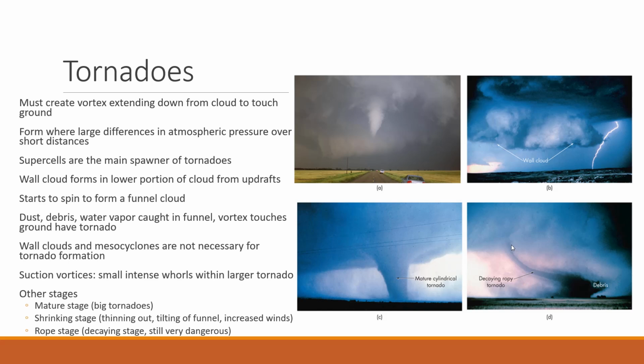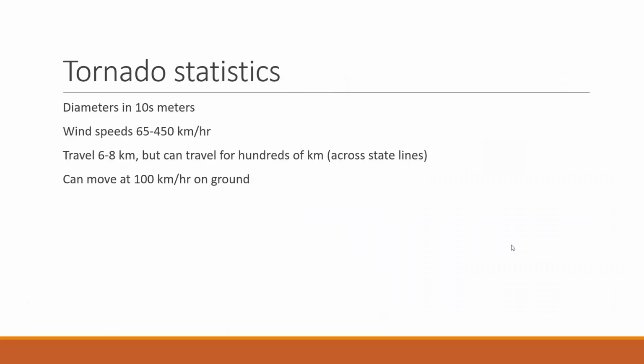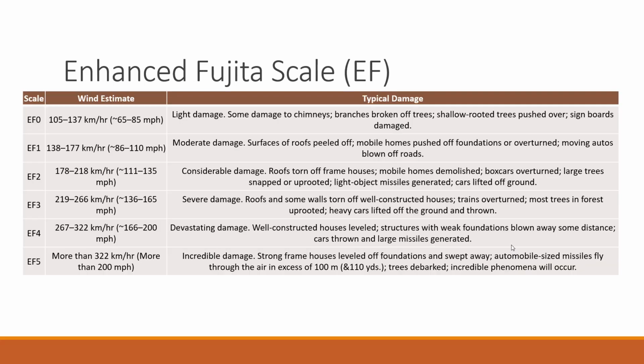Every stage of a tornado is dangerous. They can go for long distances on the ground in certain cases. Many times they don't stay on the ground for a terribly long amount of time. They are always dangerous. So tornadoes can be diameters tens of meters to much larger than that. The wind speeds vary, and that's going to determine the size. They travel typically only a few kilometers, but they have been known to travel for hundreds of kilometers. And they can move very, very fast on the ground.